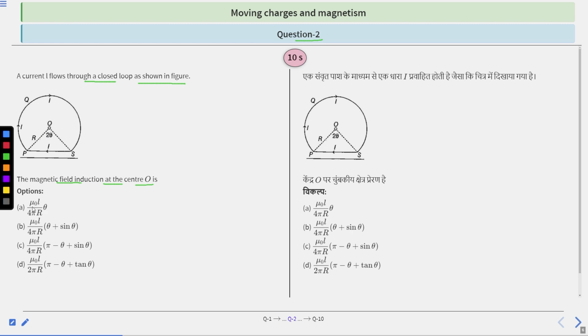Given options: option A is mu naught I theta divided by 4 pi r. Option B, mu naught I divided by 4 pi r, theta plus sine theta. Option C, mu naught I divided by 4 pi r, pi minus theta plus sine theta. And option D, mu naught I divided by 2 pi r, pi minus theta plus tan theta. So which option is correct? Option A, B, C, or D? You have 10 seconds to solve this question. After 10 seconds, we will provide the solution.